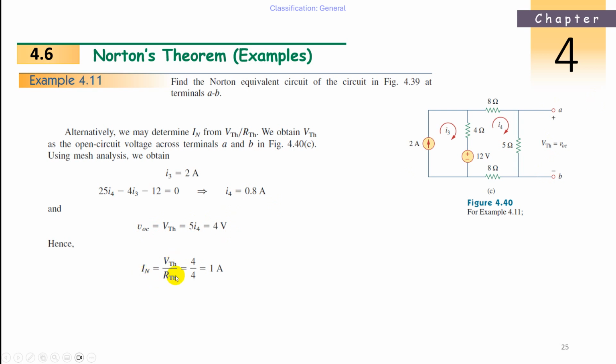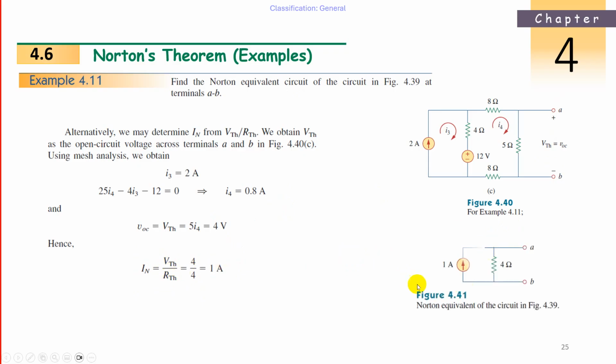IN is equal to VThevenin by RThevenin. As per the source transformation technique, IN is nothing but VThevenin by RThevenin. That is 4 volts by 4 ohms, which we got in the previous slide, 4 by 4, 1 ampere. In the previous slide we also got IN by short circuiting, 1 ampere. Now also if we calculate by dividing VThevenin by RThevenin, we get 1 ampere.